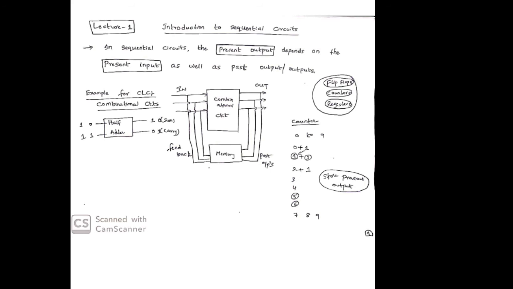Why this memory block? If you see what the different types of memories are in our sequential circuits, flip-flop is the basic memory block used in sequential circuits. Counters and registers are all applications of sequential circuits. In coming classes we will discuss flip-flops, what the various flip-flops are, how they are classified, and what the various types of counters and registers are.